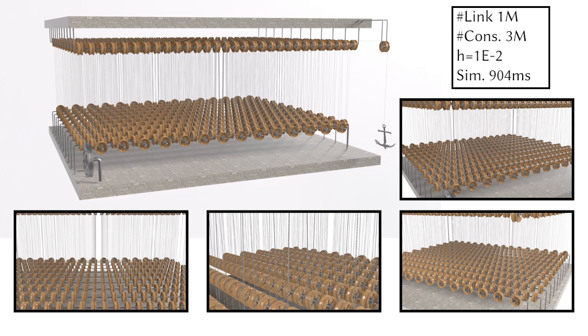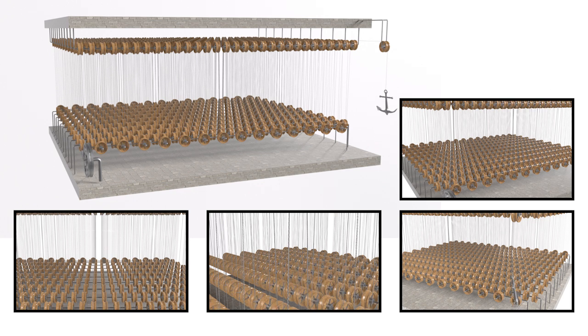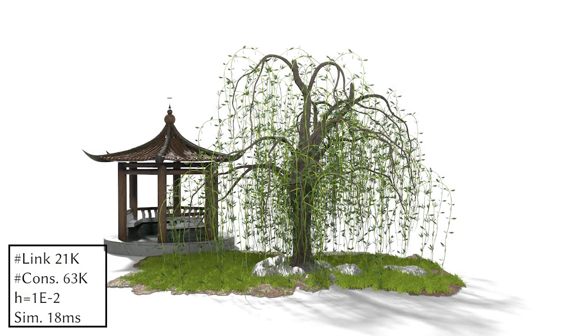In this example, we scale the pulley setup to over 1 million links. Our method remains stable and needs only one iteration per step, while enforcing all joint constraints exactly. On a single CPU thread, the simulation takes about 904 milliseconds per step on average.